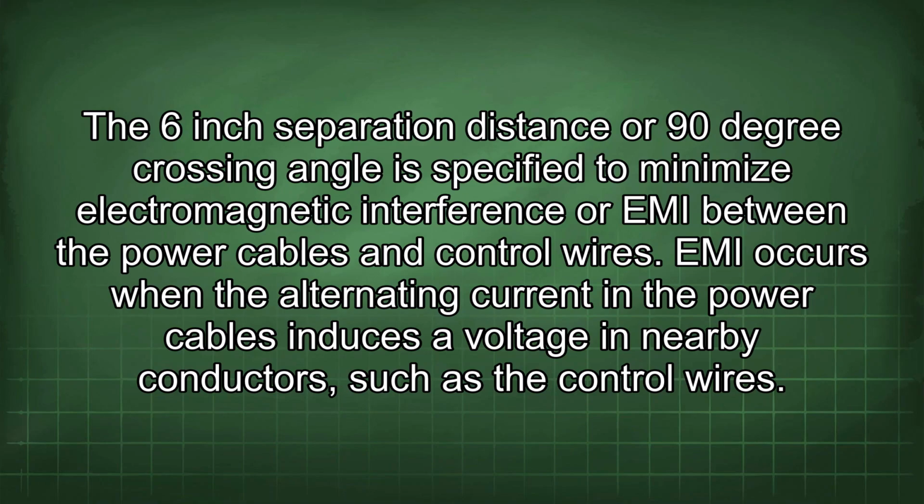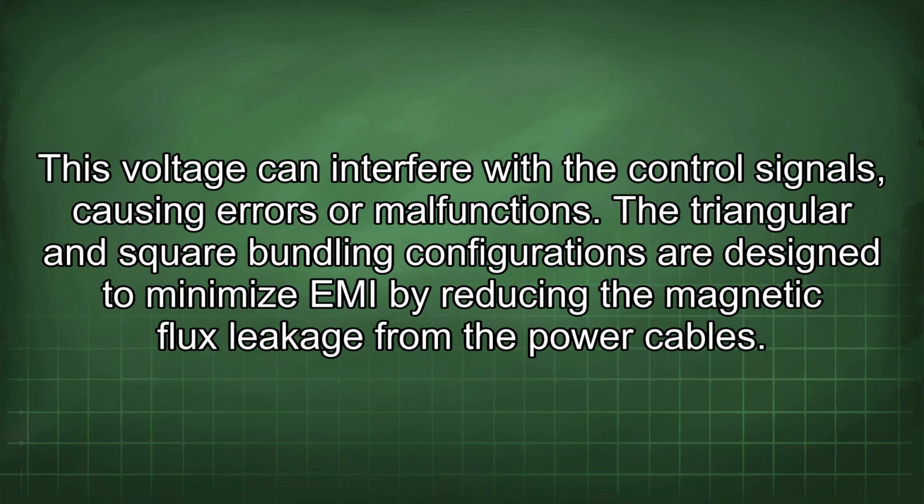The 6-inch separation distance or 90-degree crossing angle is specified to minimize electromagnetic interference, or EMI, between the power cables and control wires. EMI occurs when the alternating current in the power cables induces a voltage in nearby conductors, such as the control wires. This voltage can interfere with the control signals, causing errors or malfunctions.